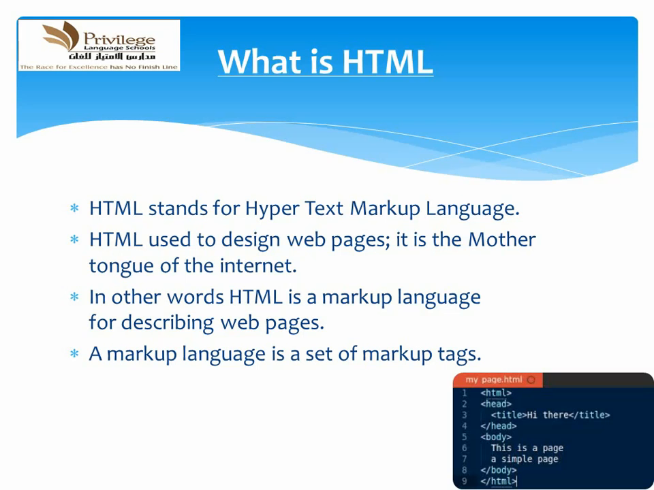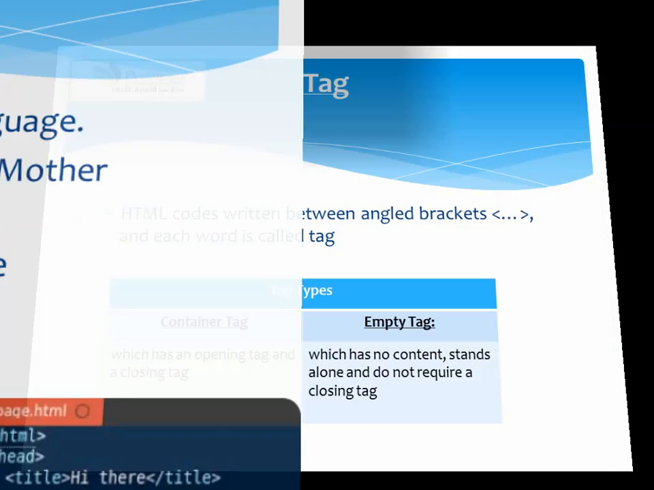HTML stands for Hypertext Markup Language. HTML is used to design web pages. It's another tongue of the internet. In other words, HTML is a markup language for describing web pages. A markup language is a set of markup tags. What is the meaning of markup tags? This is what we will learn in the next slide.